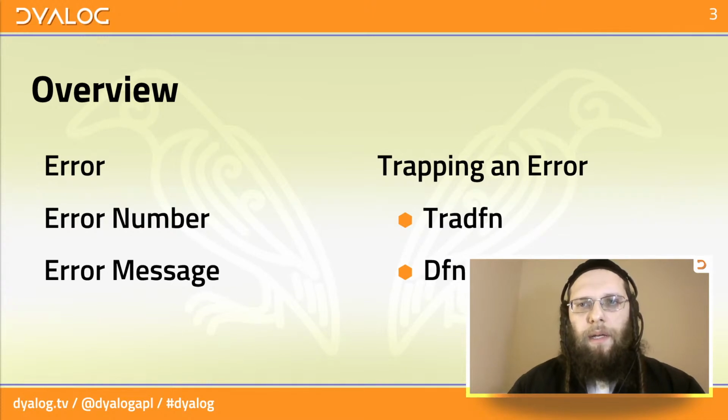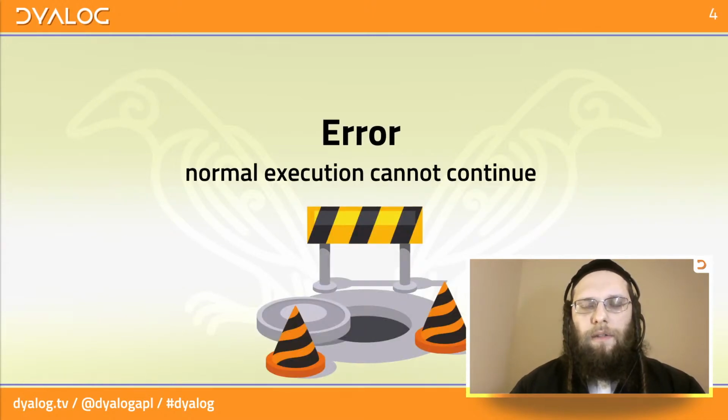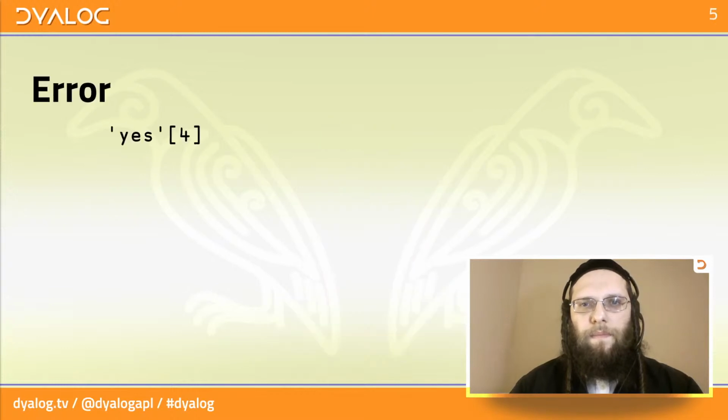So what is it that we mean by an error? It means that the normal flow of execution of code is interrupted because the interpreter simply cannot keep doing what it was doing before. And special action has to be taken. Here's an example. We are indexing into a vector, asking for the element in position 4. But there is no element in position 4. There's nothing here that the interpreter can do to continue.